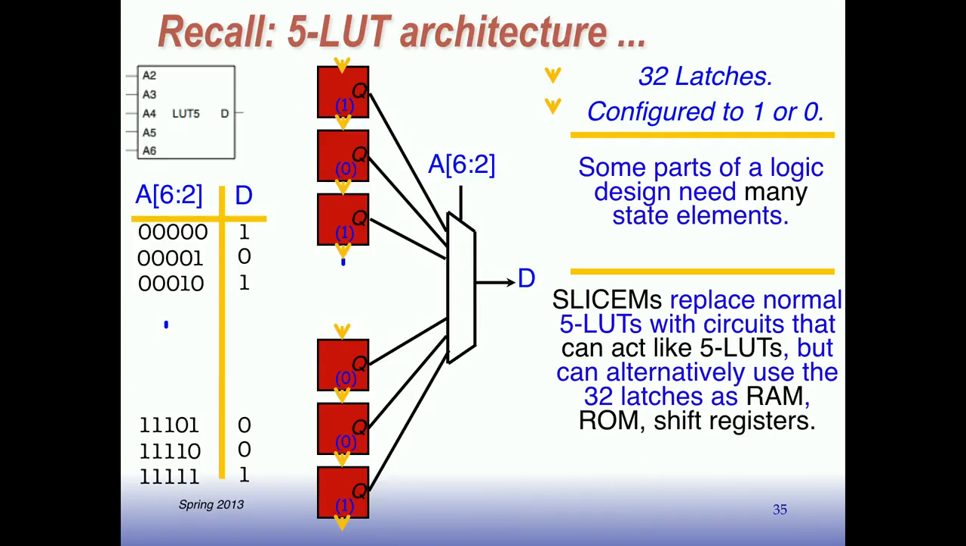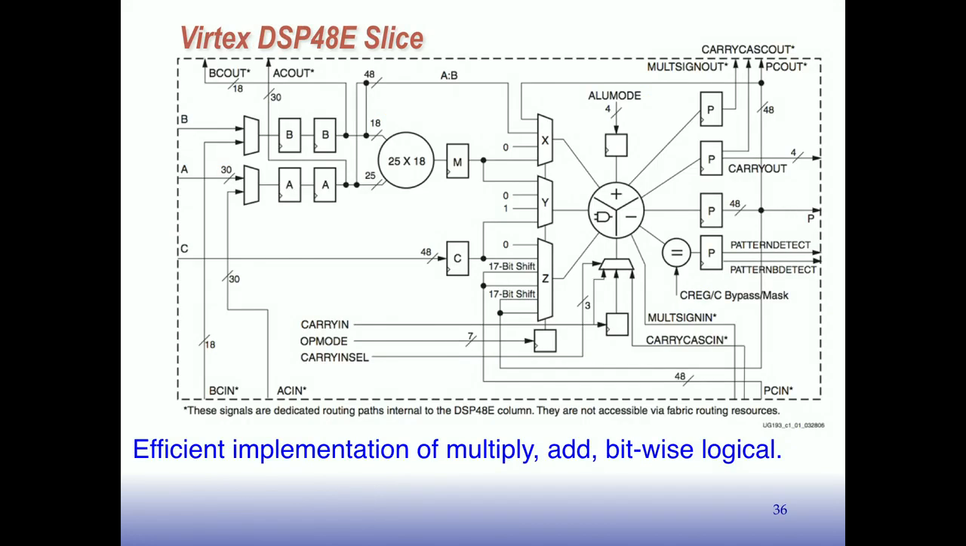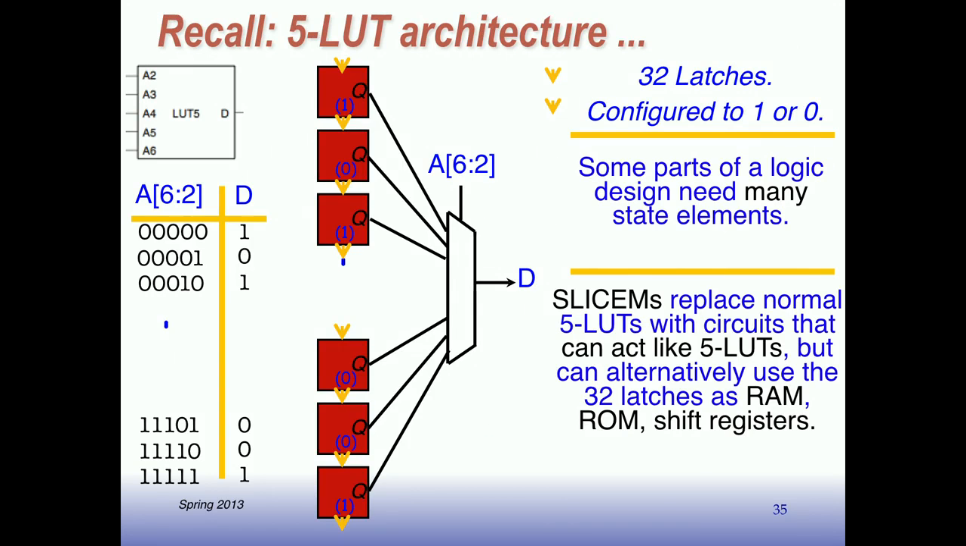Right. So yeah, that's about all I wanted to say about it. These latches typically are written only by the configuration bit stream, right? But in the slice M, where you place the 5 LUTs with circuits that can act like the 5 LUT, but can alternatively use the 32 latches in the 5 LUT as a RAM, or a shift register, or a ROM. Okay. So it adds extra memory resources inside the FPGA.